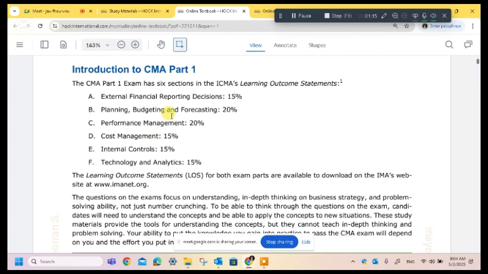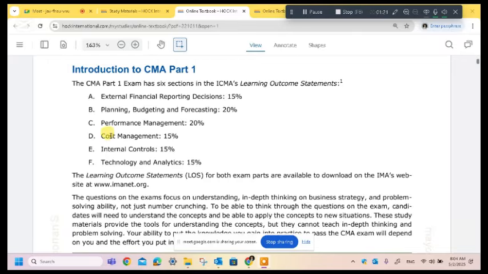Let's start with one of these topics. We will start with cost management, because some of the terms that we will use here, fixed cost, variable cost, etc., will be useful in the other topics as well. So ideally cost management should be the first one before I do planning, budgeting or performance management. Let's start with cost management.